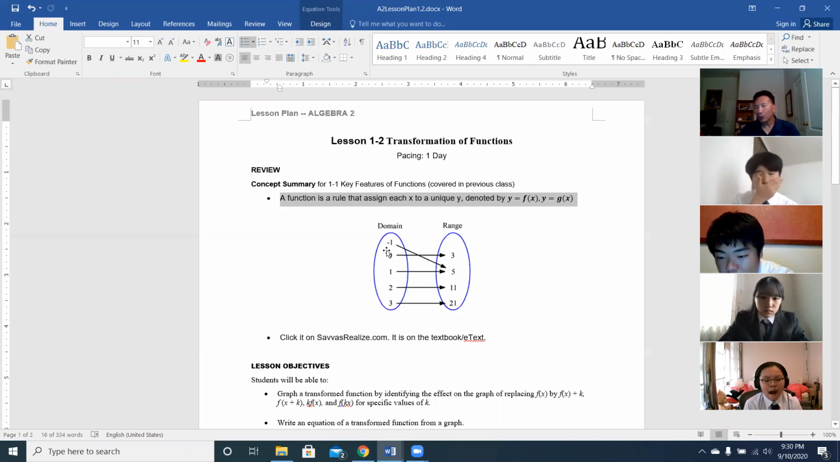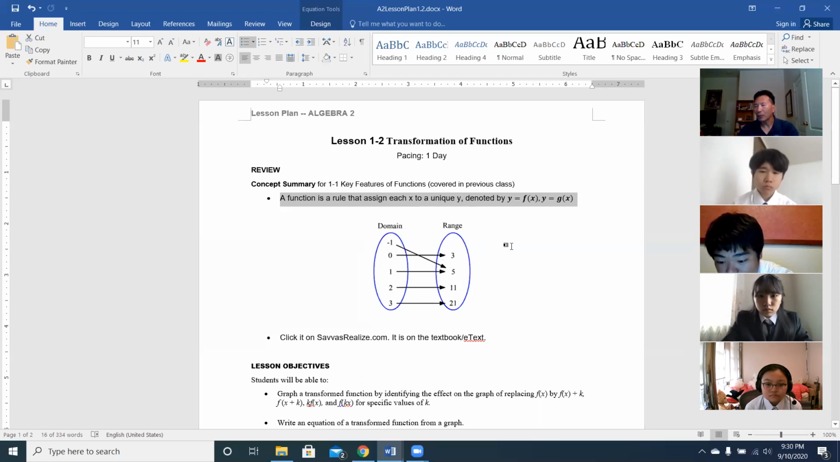Even if two x's have the same y, that's fine, because each x is assigned a unique y. This x is assigned to this y, and this x is also assigned to this y, but for each x, you only assign one y. So that's a function.